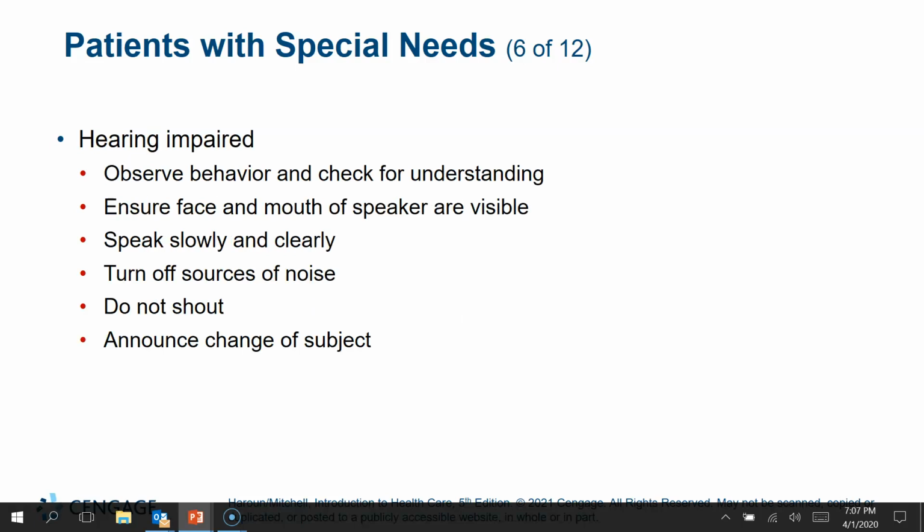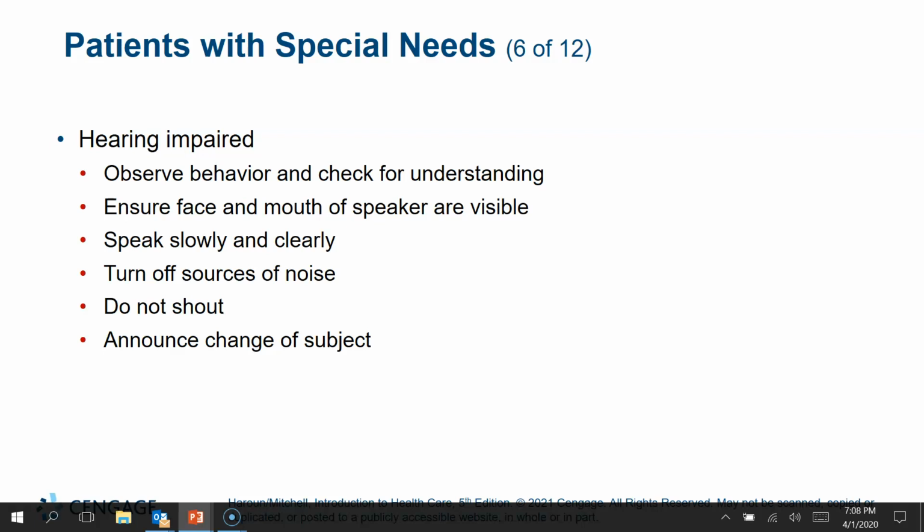Hearing impaired patients, again, observe their behavior and check for understanding. And because of one of our students, I am learning the difference between hearing impaired and deaf. And there is a difference. People who are born without hearing are considered deaf. Hearing impaired is they have lost some of their hearing. And again, as we get older, losing hearing and needing hearing aids and those type of things.